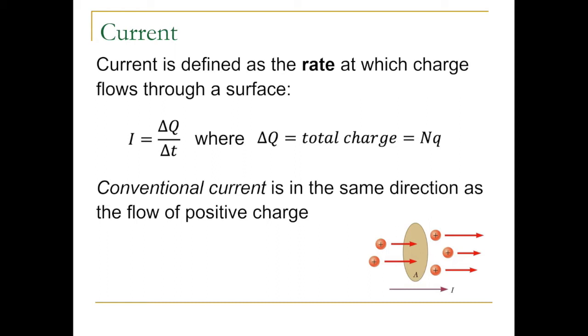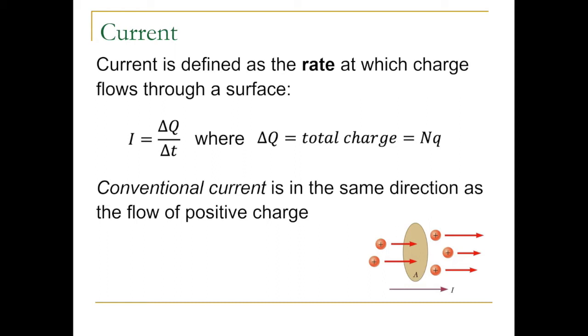If you look at the end of the wire, you would see this piece of area that we have diagrammed there. The current is the amount of charge that flows through that area and the amount of time that it takes to do so. So I is equal to delta Q over delta T, where delta Q is the total charge. The units for current are coulombs per second, or amps.